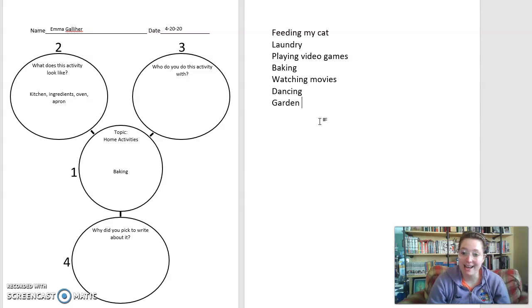After we have our ideas in bubble number 2, we're going to go over and look at bubble number 3. So today, this bubble says, who do you do this activity with? So the student would think about, is this an activity that I do by myself? Do I do this with dad or mom or brother or sister or a friend?